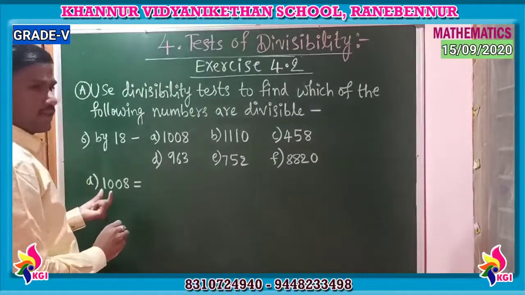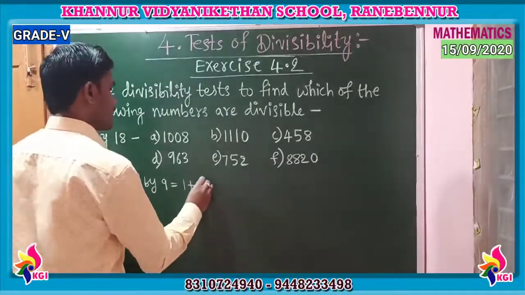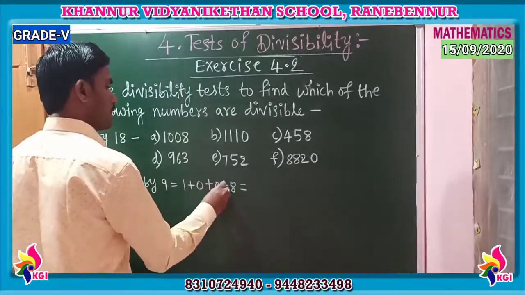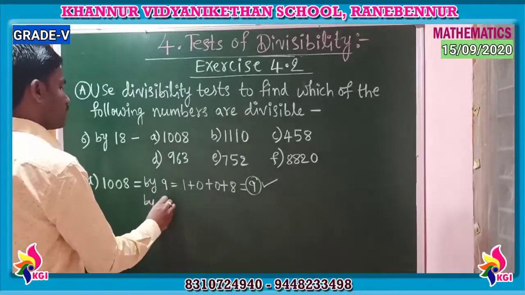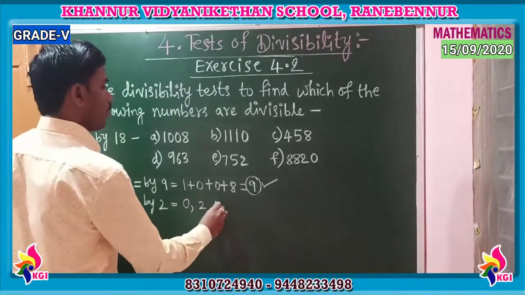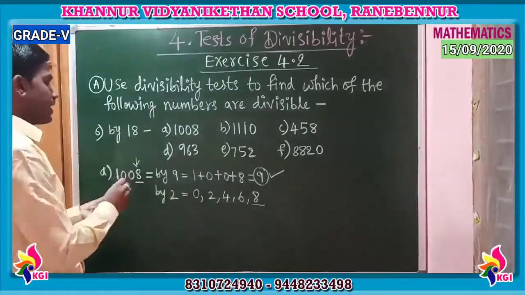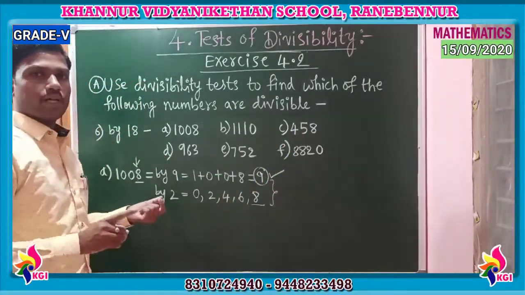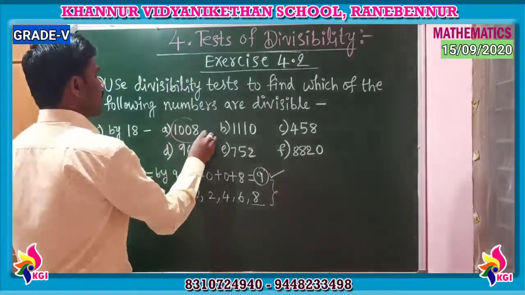First of all, the divisibility by 9 rule says the sum of its digits must be divisible by 9. So 1 plus 0, 1. 1 plus 0, 1. 1 plus 8, 9. 9 is divisible by 9. Then what about divisibility by 2? If the last digit is 0, 2, 4, 6 or 8, the given number is divisible by 2. So this number is divisible by both 9 and 2, which means 1008 is also divisible by 18.